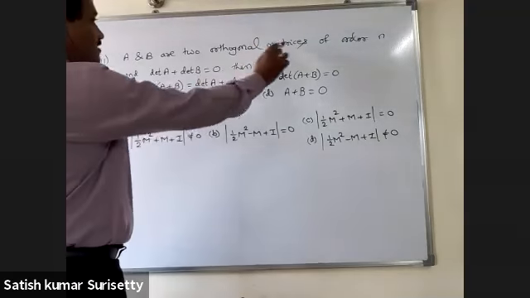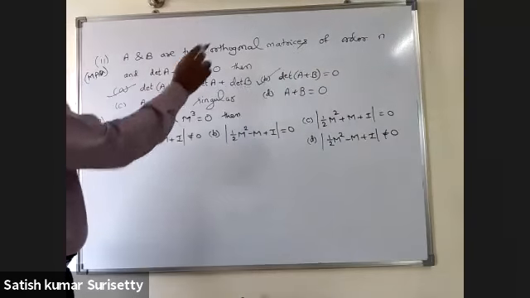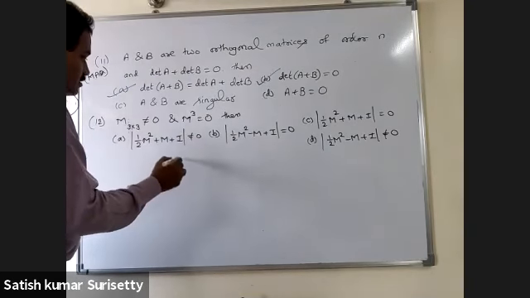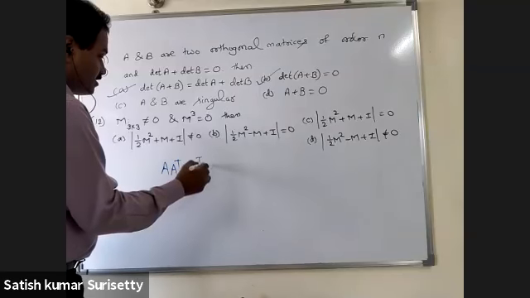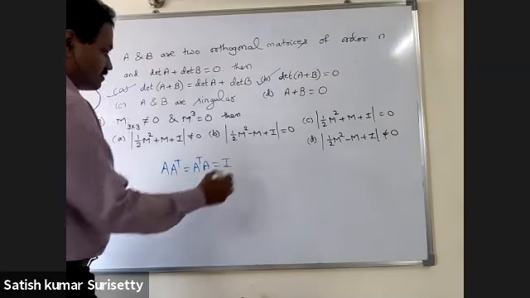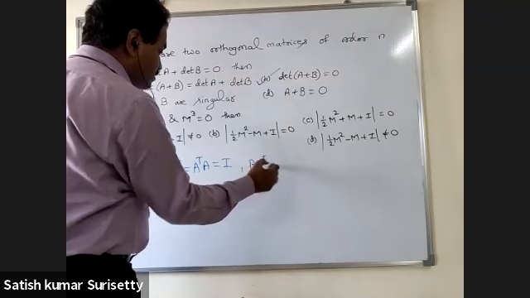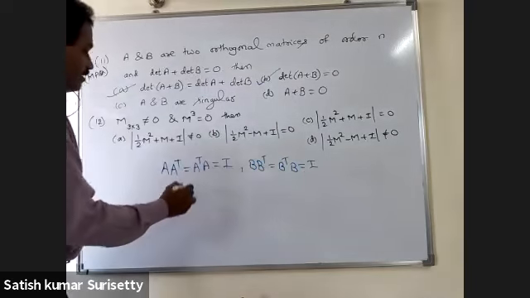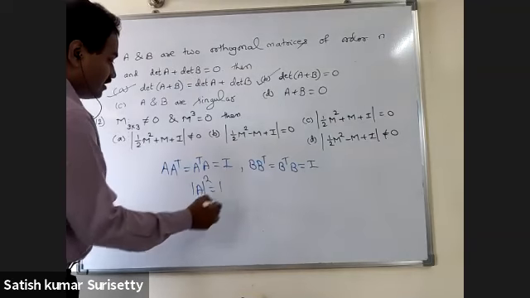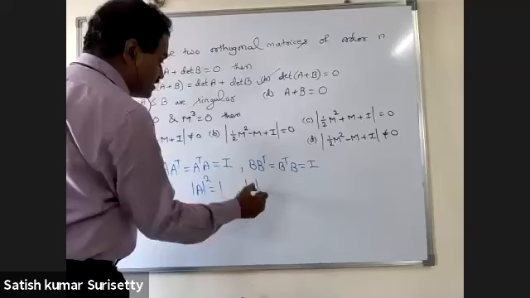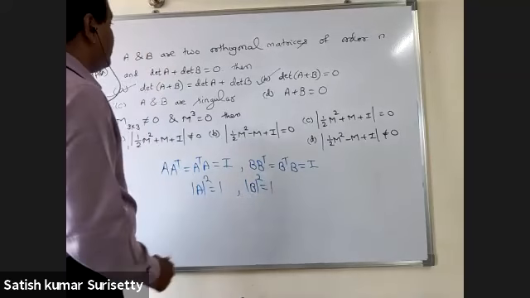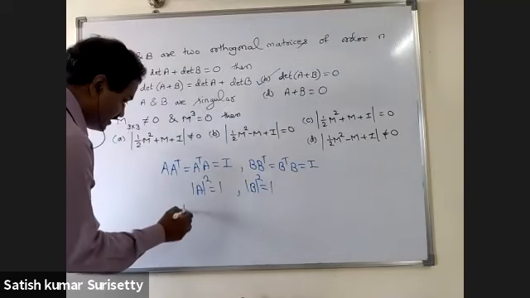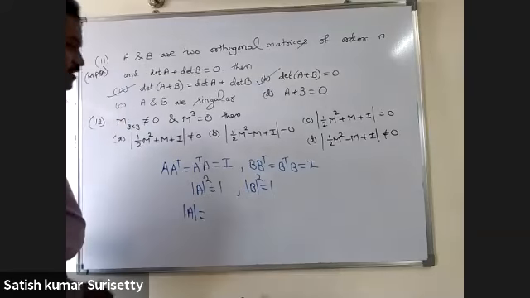What is meant by orthogonal matrices? A and B are orthogonal matrices of order n. That means A into A transpose equals A transpose into A equals I, and B into B transpose equals B transpose into B equals I. So determinant of A square equals 1, determinant of B square equals 1, but determinant of A plus determinant of B equals 0. That means you can conclude that if one is 1, then the other must be minus 1.